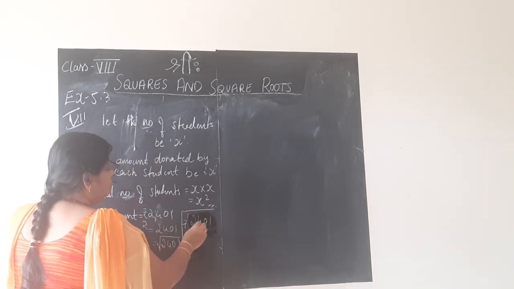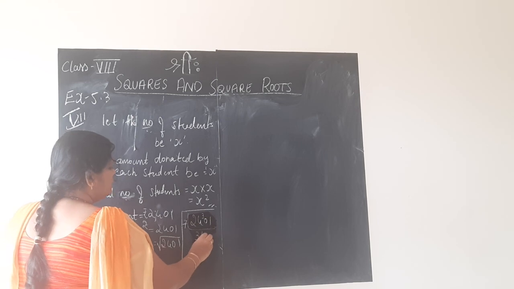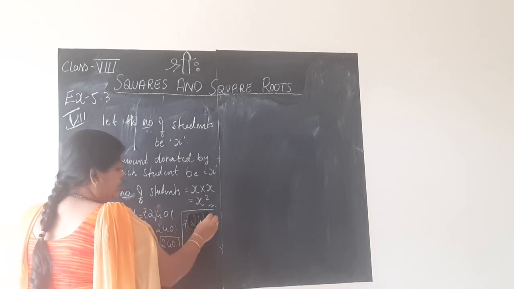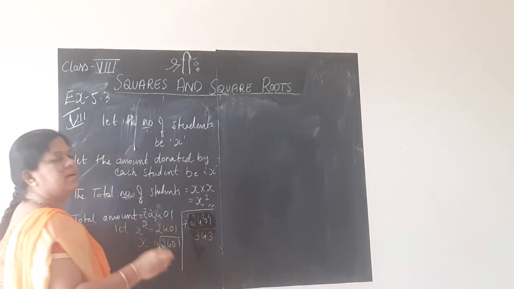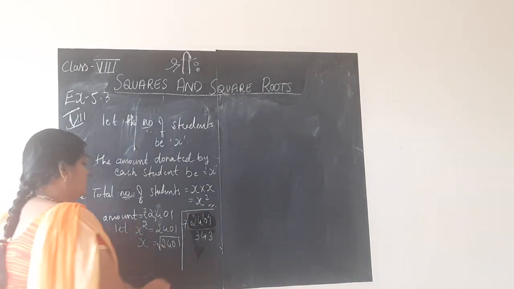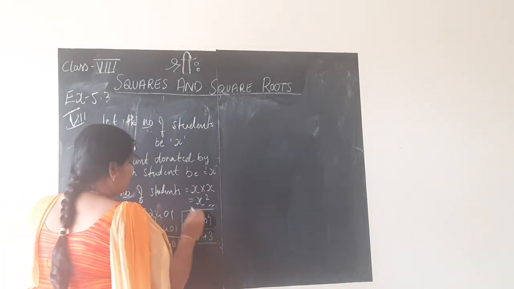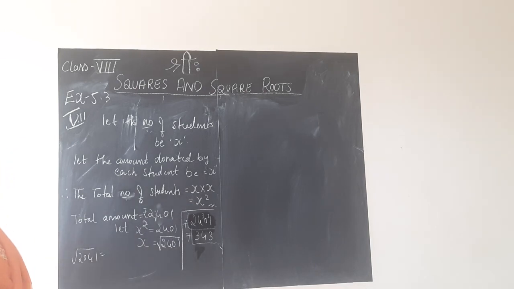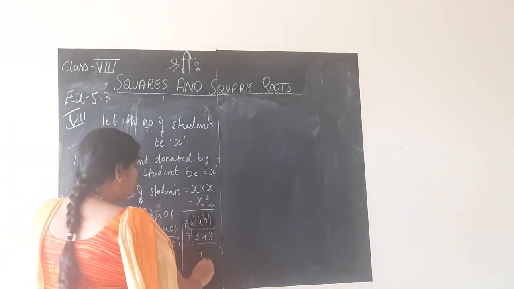7 3s are 21, number 3 remaining. 7 4s are 28, 13 only, 2 remaining. 7 3s are 21, divided perfectly. Next, 343, again I will try with table 7. 7 5s are 35, too much. So 7 4s are 28, we should take up.